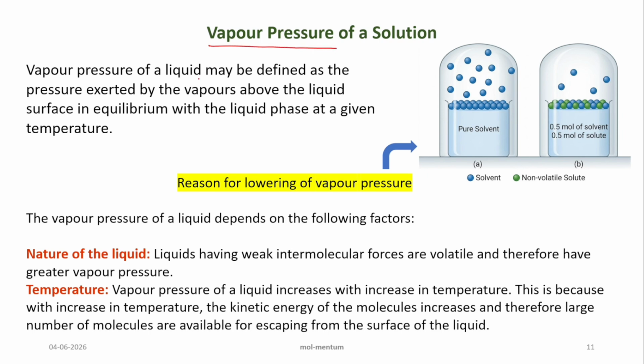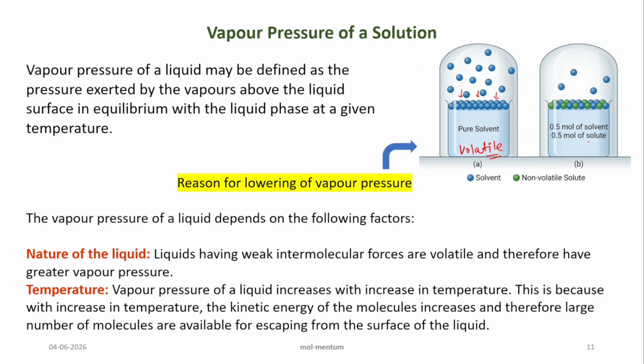So vapor pressure of a liquid is defined as the pressure exerted by vapors above the liquid surface in equilibrium with the liquid phase. Just imagine these two beakers, covered with some glass. In this case, we have pure solvent, and the solvent is volatile. Volatile means all these particles of solvent are volatile, so all of them are in equilibrium with the liquid phase. There is equilibrium between vapor phase and liquid phase.